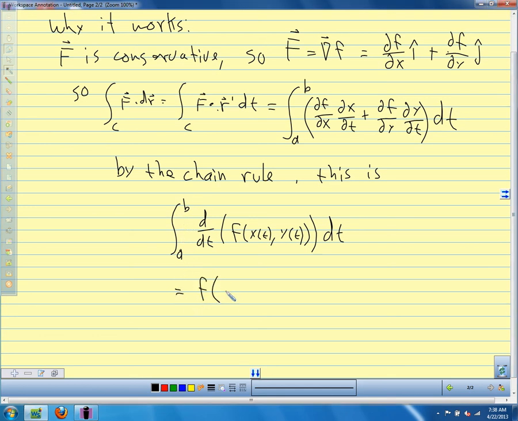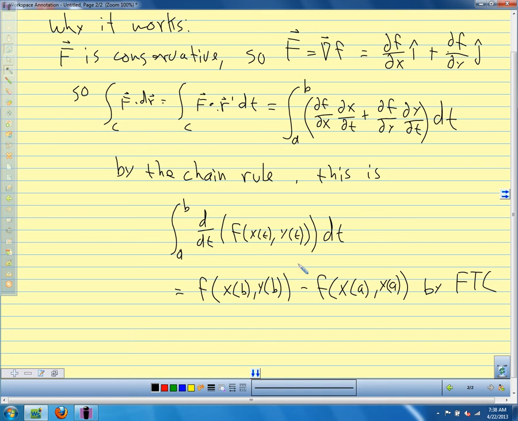So this equals f of x of b, y of b, minus f of x of a, y of a, by the fundamental theorem of calculus. So this dot product turns out to be the derivative with respect to time of our potential function, or the derivative with respect to whatever our parameter is. So this is why this works. Basically, we're taking the integral of a derivative.